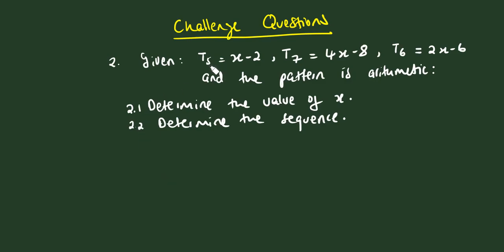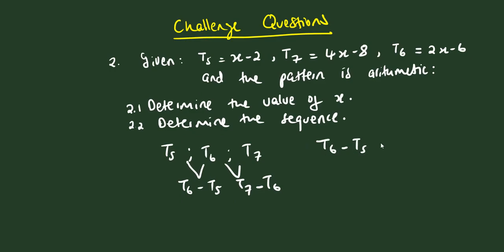So since this is T5, T6, T7, it tells you the term at position 5, the term at position 6, the term at position 7. Now when you say T6 minus T5, it will be the same as T7 minus T6, because it is arithmetic. So that's what you're going to do. You're just going to say T6 minus T5 will be the same as T7 minus T6.